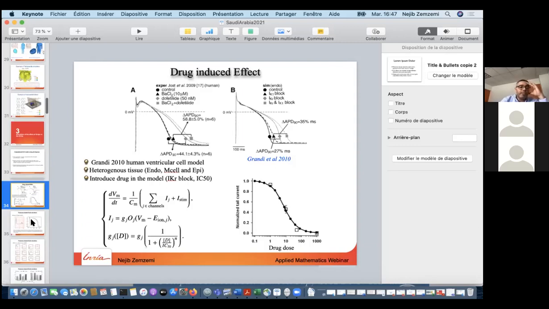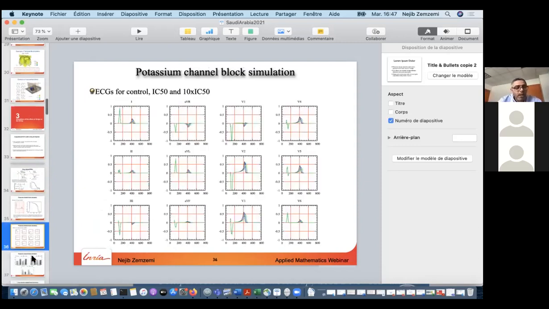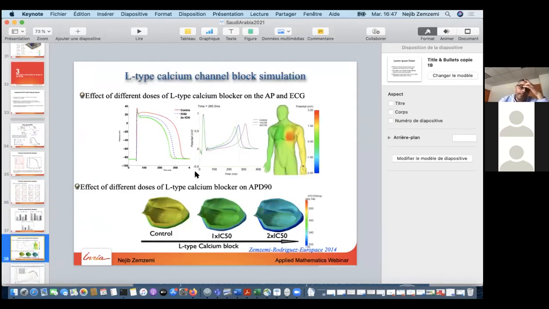So if we introduce this into our multi-scale model, we can see these effects that have been observed on the 0D model, but here on the body surface, we can see their effect on the ECG. We can see that an IKr blocker, a potassium blocker, prolongs the QT interval, which means that the model is able to capture a proarrhythmic drug. I can go very fast on this because it's very technical.